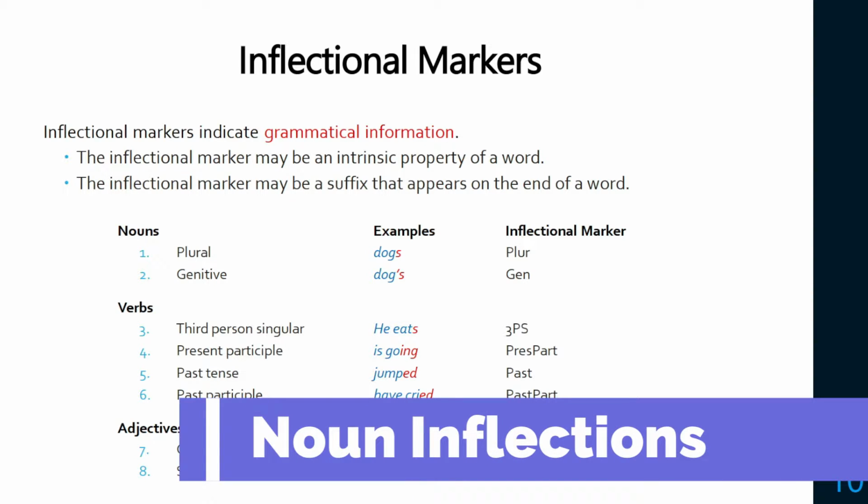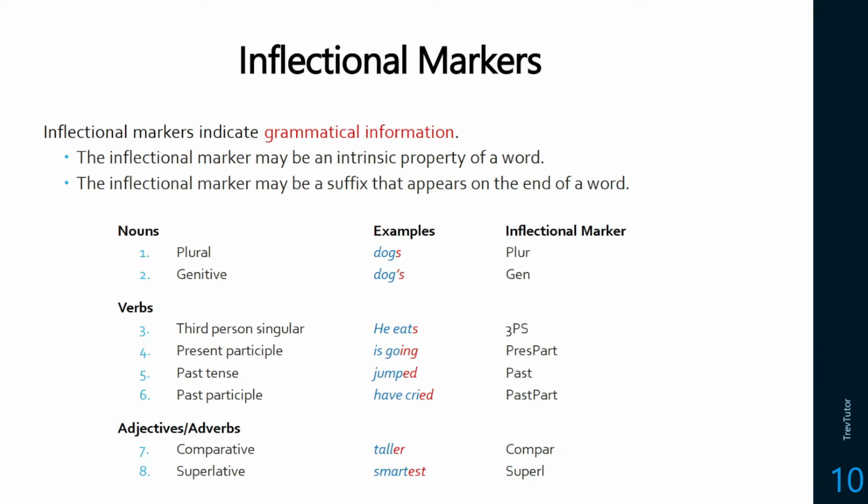We're now going to start talking about inflectional markers. These are markers on words that indicate grammatical information. They can be either parts of words, or they can mostly be suffixes, as we'll see. So they attach to words. This is an overview of everything we're going to learn in the next 3 or 4 subsections.